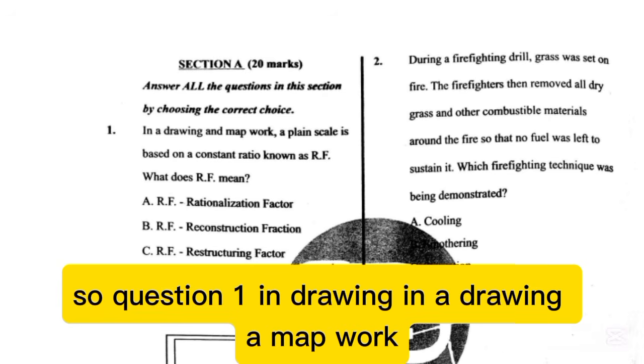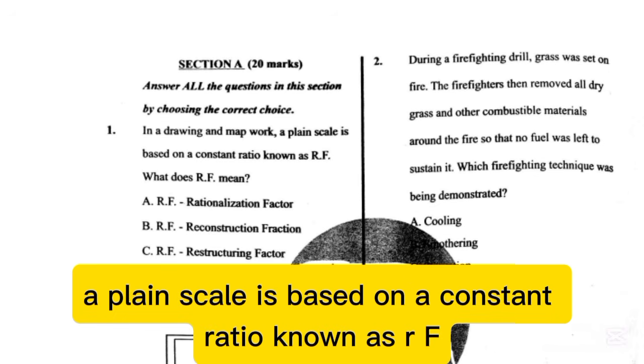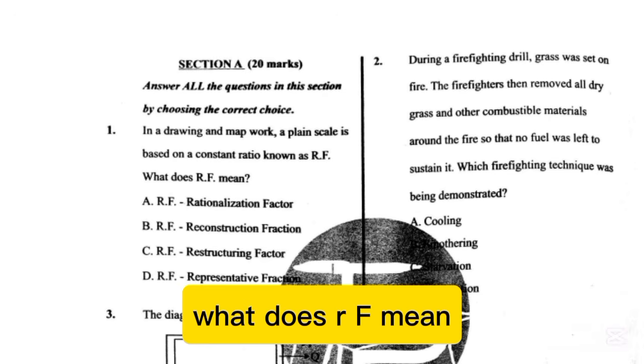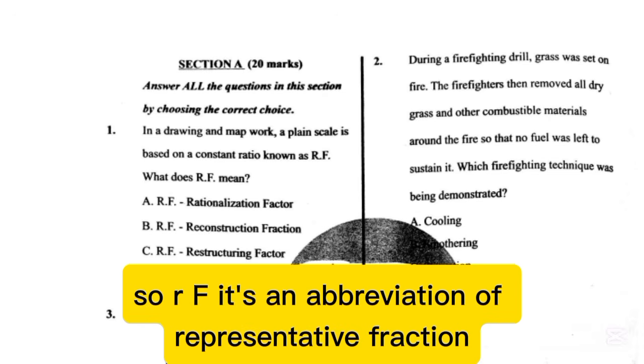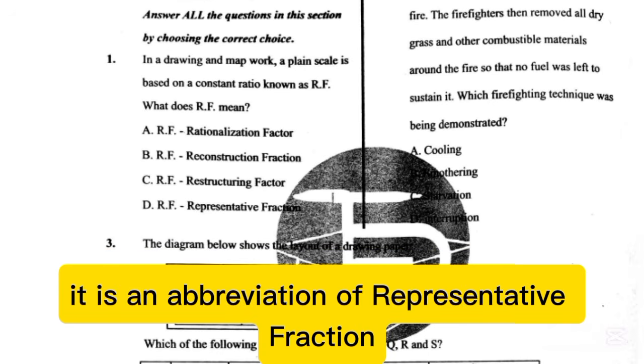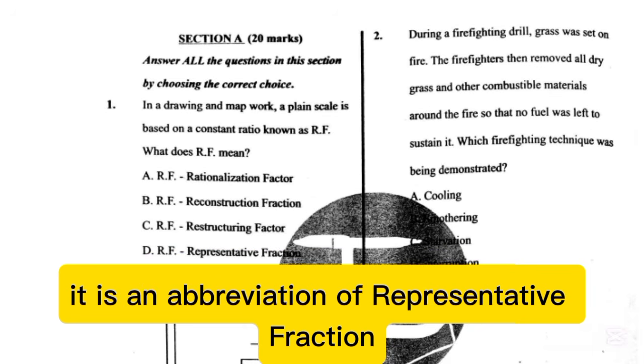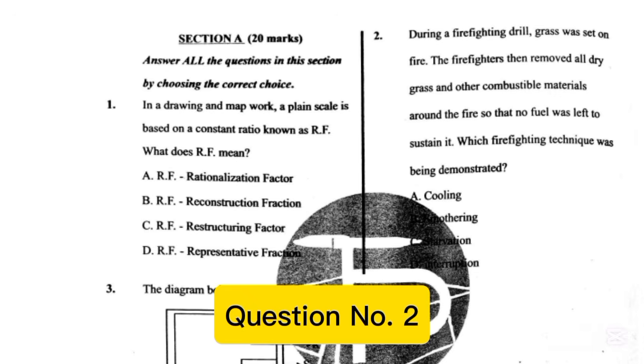So question 1, in drawing a map work, a plane scale is based on a constant ratio known as RF. What does RF mean? So RF is an abbreviation of representative fraction. It is an abbreviation of representative fraction.